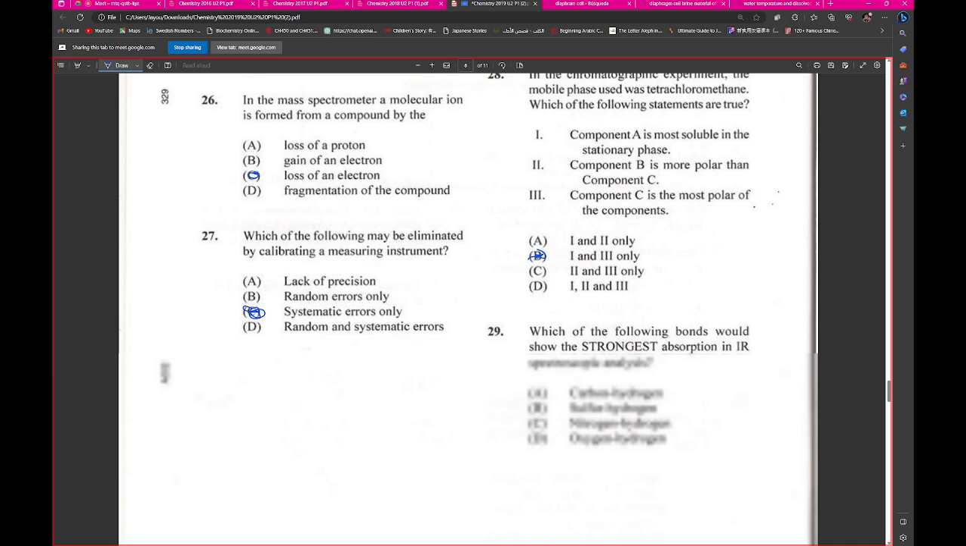Right? So which of the following bonds would show the strongest absorption in IR? We're looking at oxygen and hydrogen. It has to be 1 and 2, I believe.